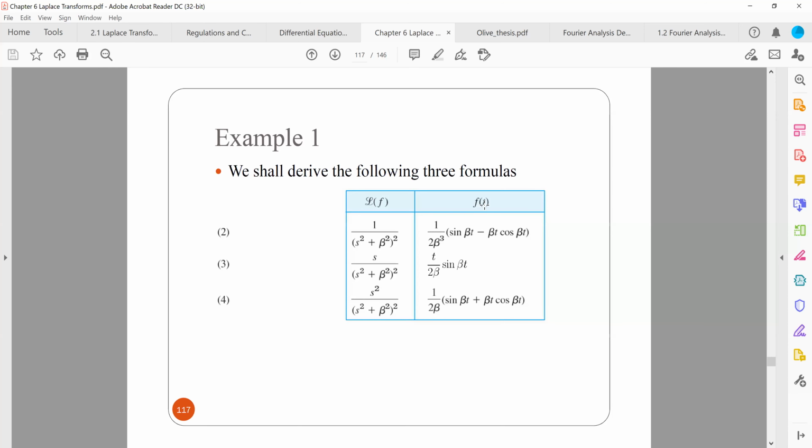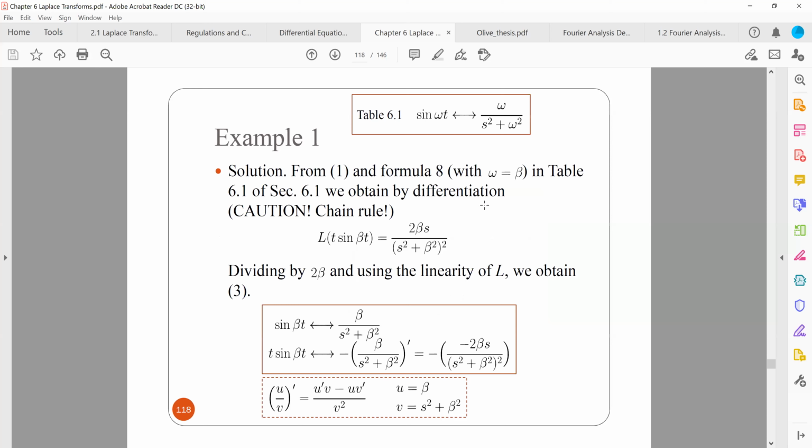The formula we have is similar to this. We have this one at the top, s squared plus omega squared. But if we replace omega squared with beta squared, then the other formula is a bit similar to this. So we start from there. Our assumption here is that since we are going to be using the differentiation, I don't know if you remember how to differentiate such functions.